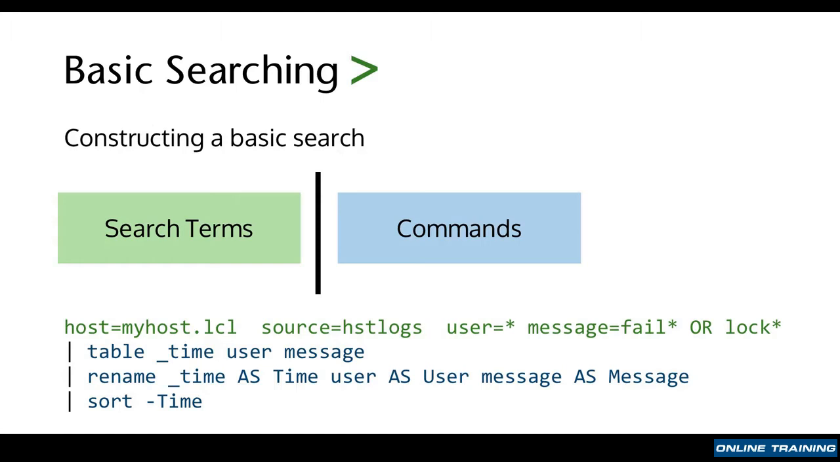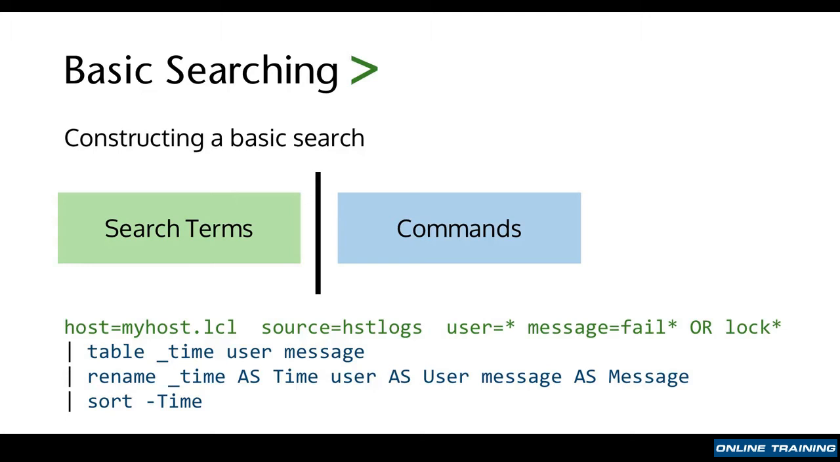Here is how we construct a basic search. The first thing we do is put in our search terms. These could be metadata, like host, source, or source type, if we know what that is. Or we could use a wildcard, of course. And keywords and booleans, and anything back in the basic search terms slide.